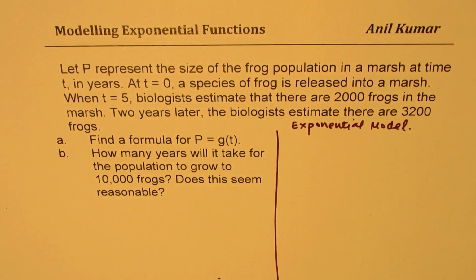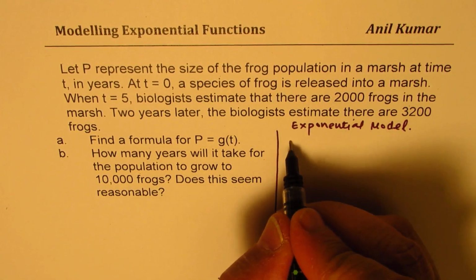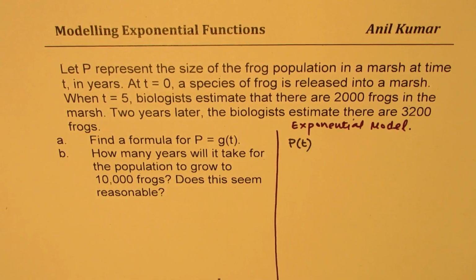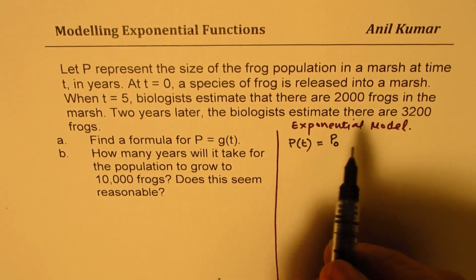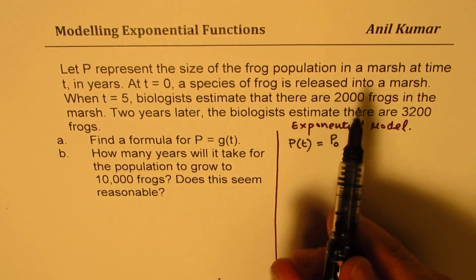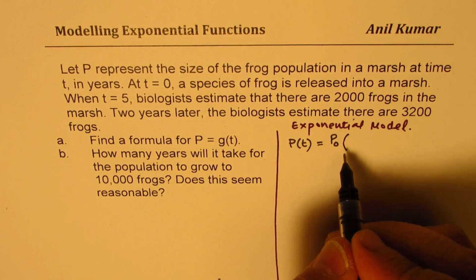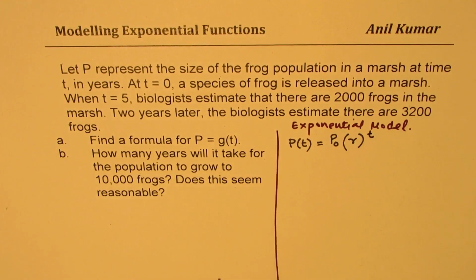Normally in such situation, that is the best model to pick. Now P represents the size of frog population at any time t. So let's call P of t as the population of frog at any time t, where t is in years. And we'll define a variable P0 as the initial number of frogs introduced. And let R be the rate of growth and t the time.